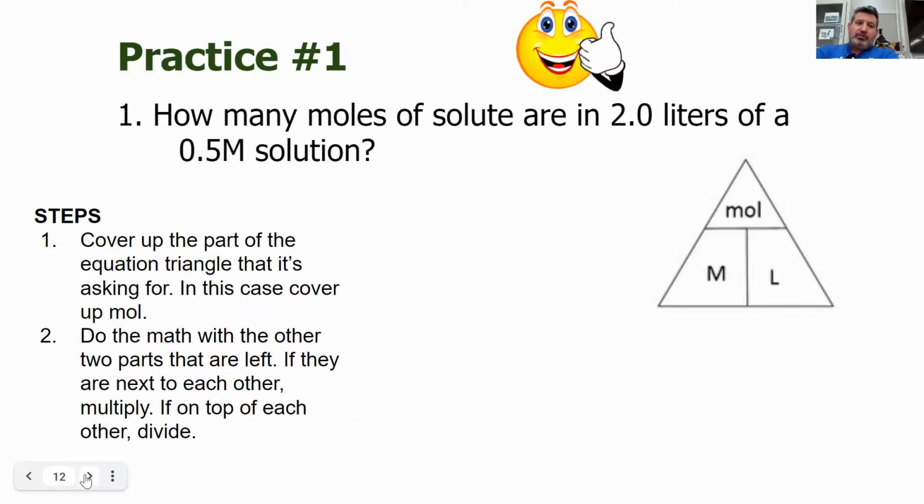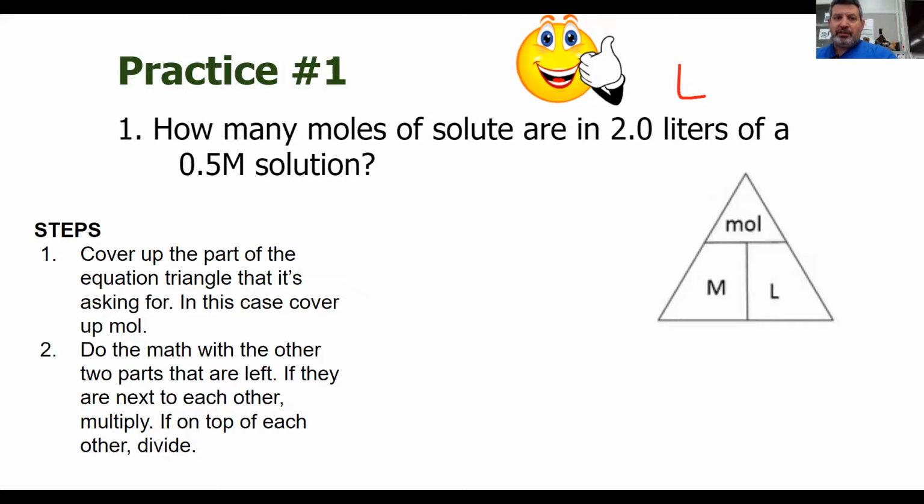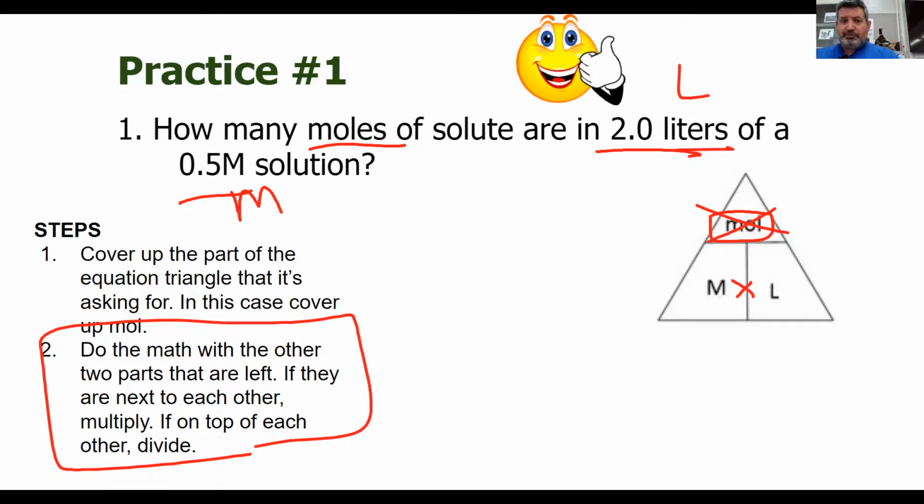Okay. So first of all, I know what I have: liters. So I'm going to make a note of that. This is my liters. It already says it. And I have my capital M here, and it's asking for moles. So it's asking for this. Cover it up. Now, in this situation, M is next to the L, which means multiply. So it's going to be this times this. Because they're next to each other, we're going to multiply those.